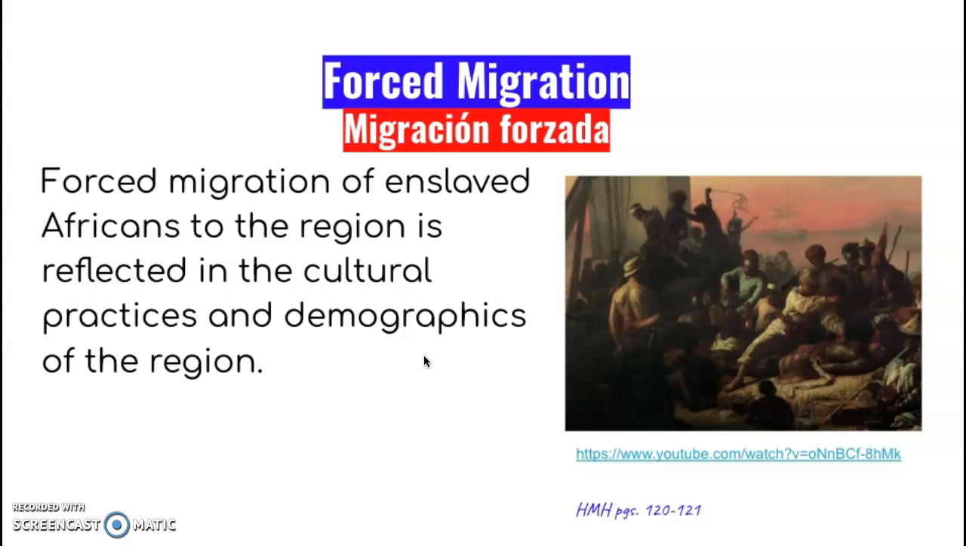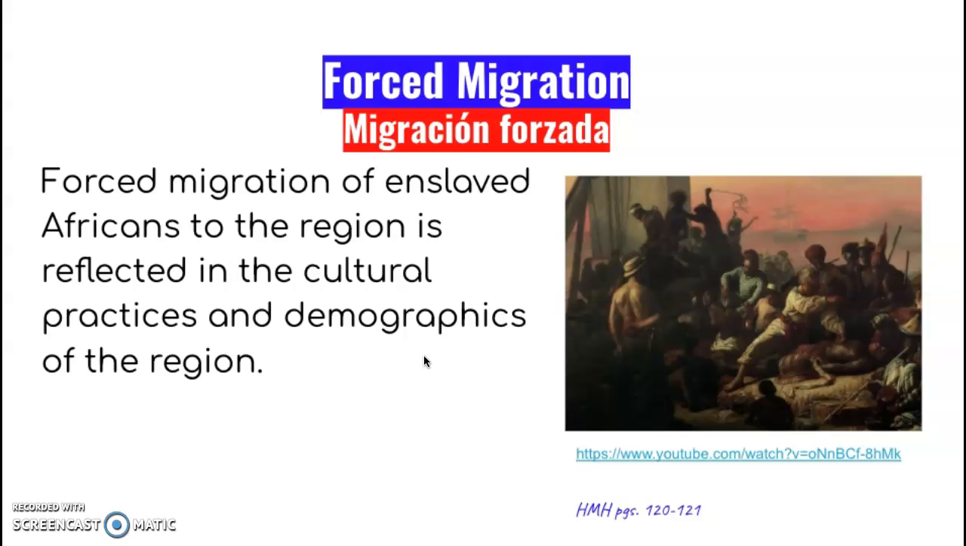Forced migration of enslaved Africans to the region is reflected in the cultural practices and demographics of the region. Another group of people that were also forced were Africans. They were forced to board ships and travel to the New World against their will to work farmlands or other types of jobs. There were some black people that were here and had migrated previously, but even though they were not slaves, they were still treated unfairly.